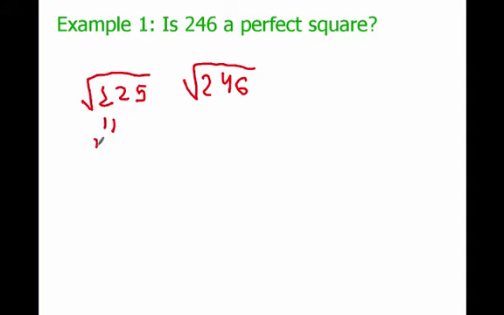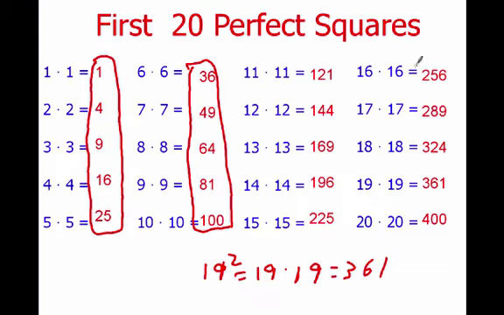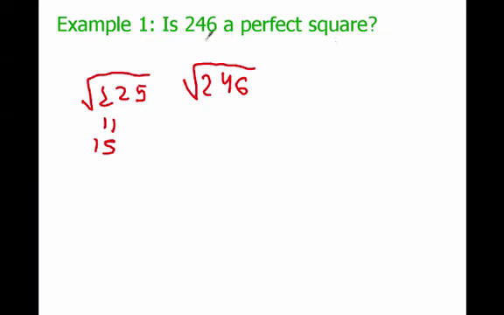That's 15. And then on the other side of 246, we have 256. And we know the square root of 256 is 16. So now we've got to ask ourselves, well, 246, that's between 225 and 256.